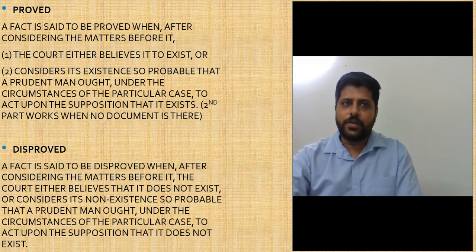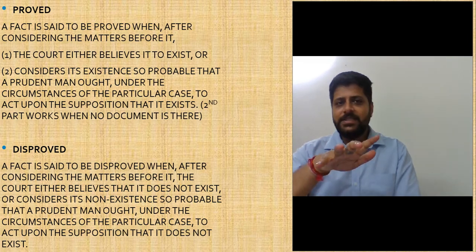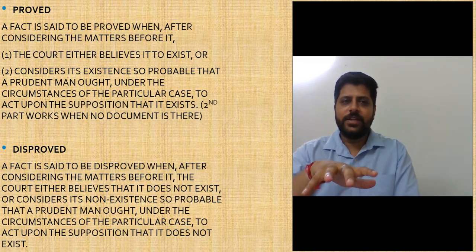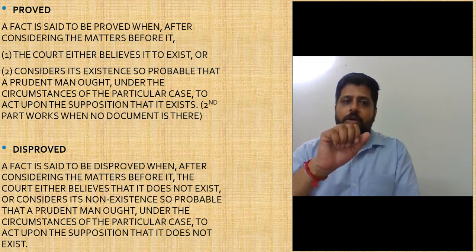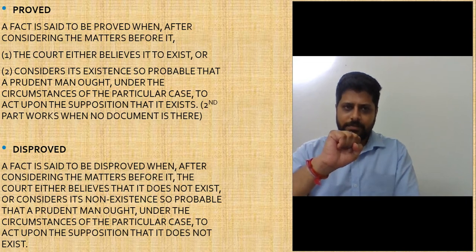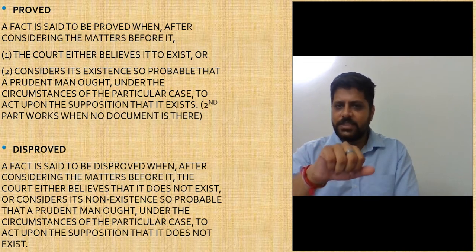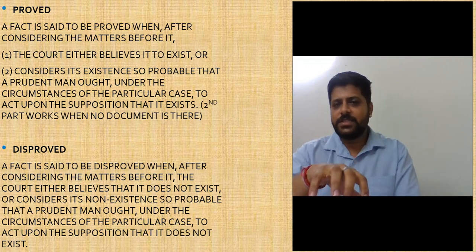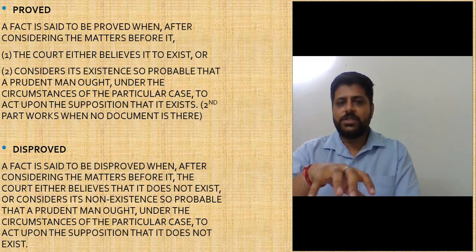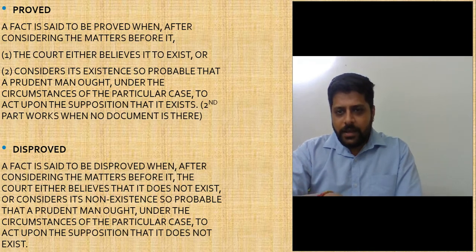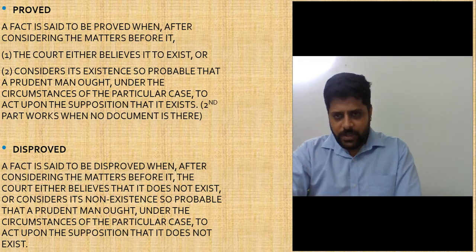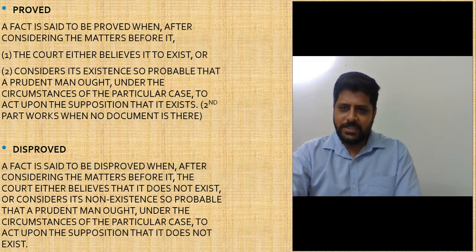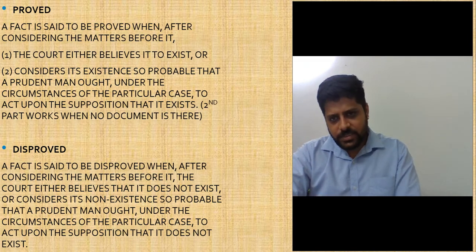The first is proved. A fact is said to be proved when, after considering the matters before it, the court either believes that this particular fact exists, or considers its existence so probable that a prudent man ought, under the circumstances of the particular case, to act upon the supposition that this particular fact exists. Now, this definition of proved talks about the existence of the fact.